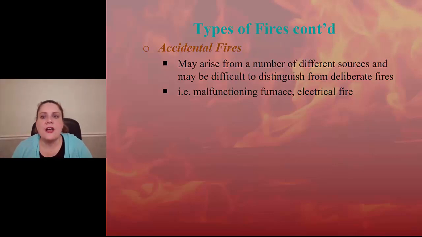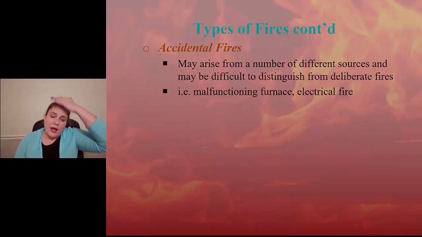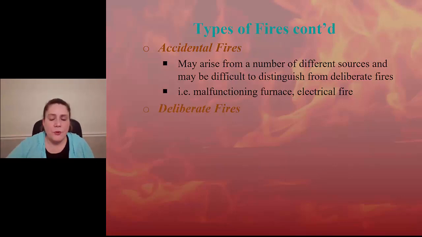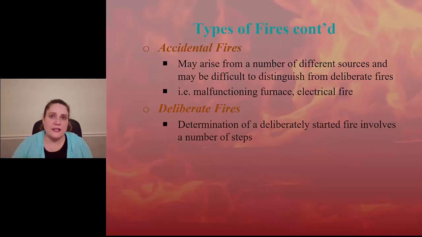Other accidental fires are things like a malfunctioning furnace, an electrical fire. Maybe you have a toaster that malfunctions. Maybe the gas dryer has a problem or the electric dryer has a problem. Maybe there's an outlet that has a short in it. Something like that is happening. A deliberate fire is a fire that's set on purpose, not always arson.